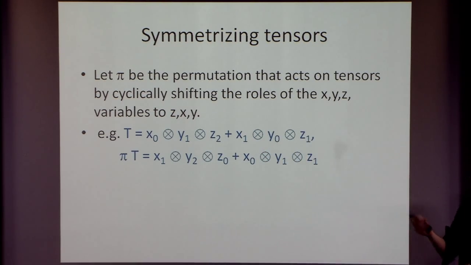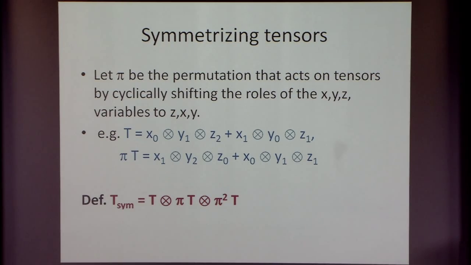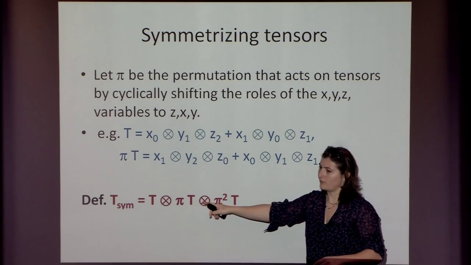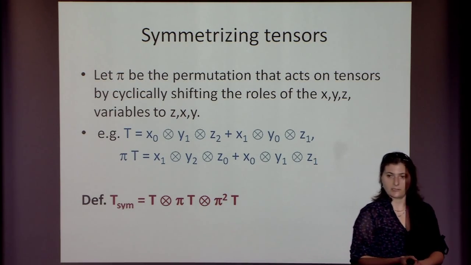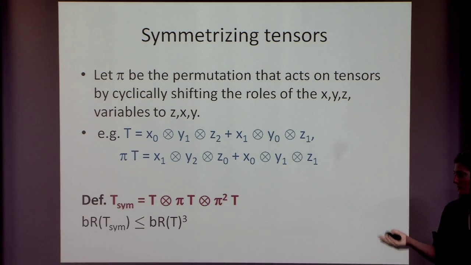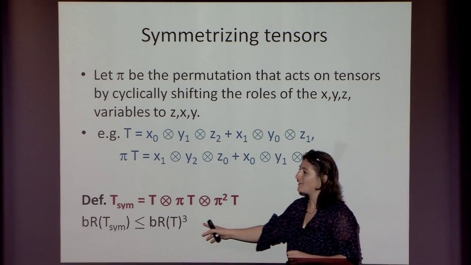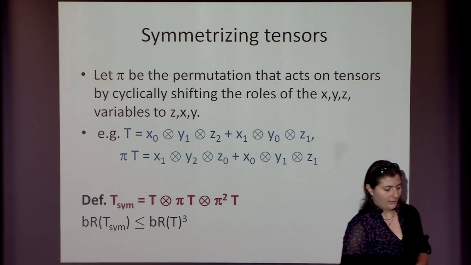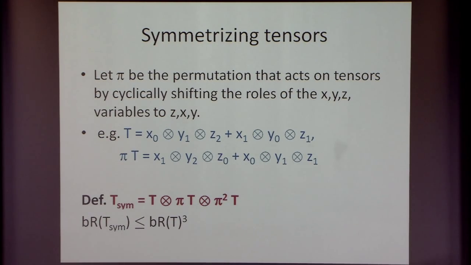So just a shift. And then I can symmetrize the tensor by taking t tensored with pi t tensored with pi squared t. And now all the variables have roughly the same indices up to permutation. It all looks very nice. And of course, we have a bound on the border rank of the symmetrized tensor, which is at most the border rank of the original one cubed. So now we have the symmetrization trick, and we're going to use it.